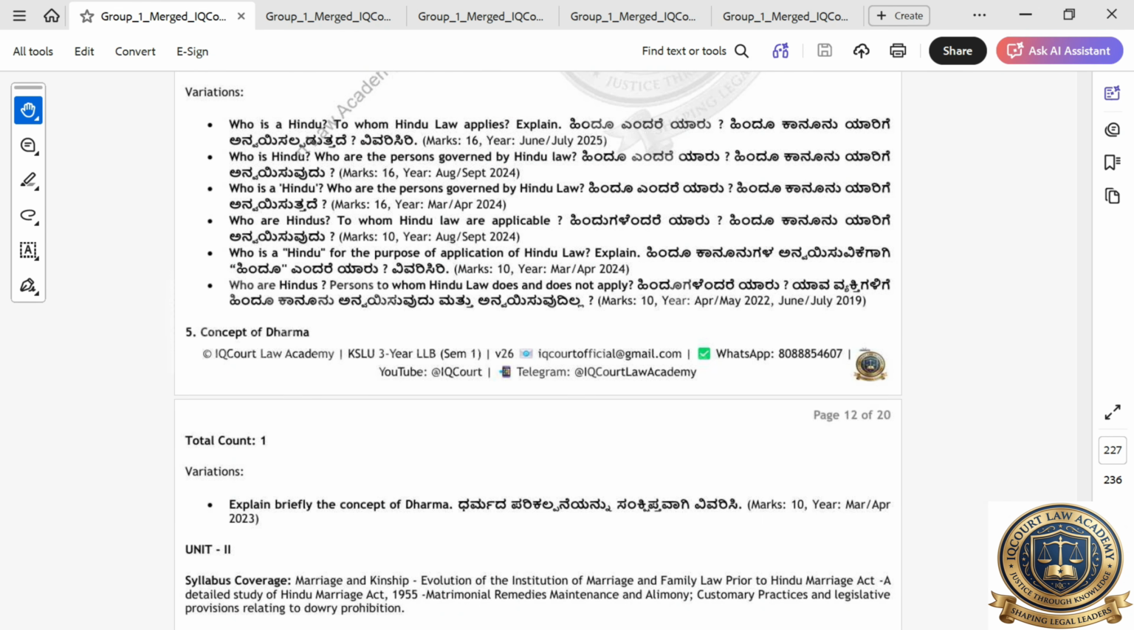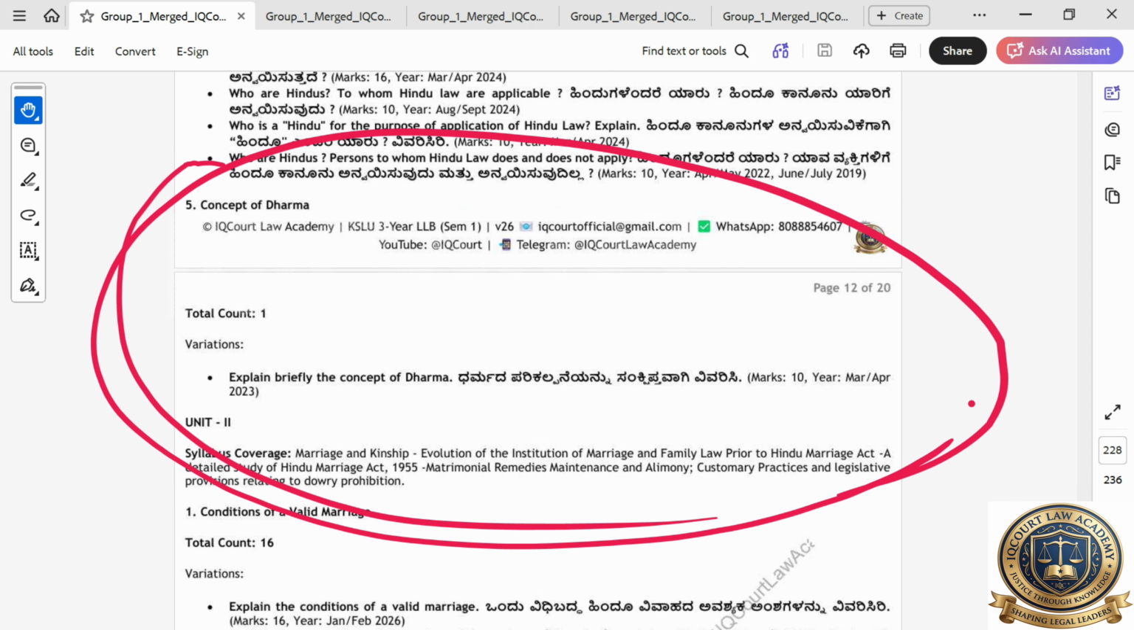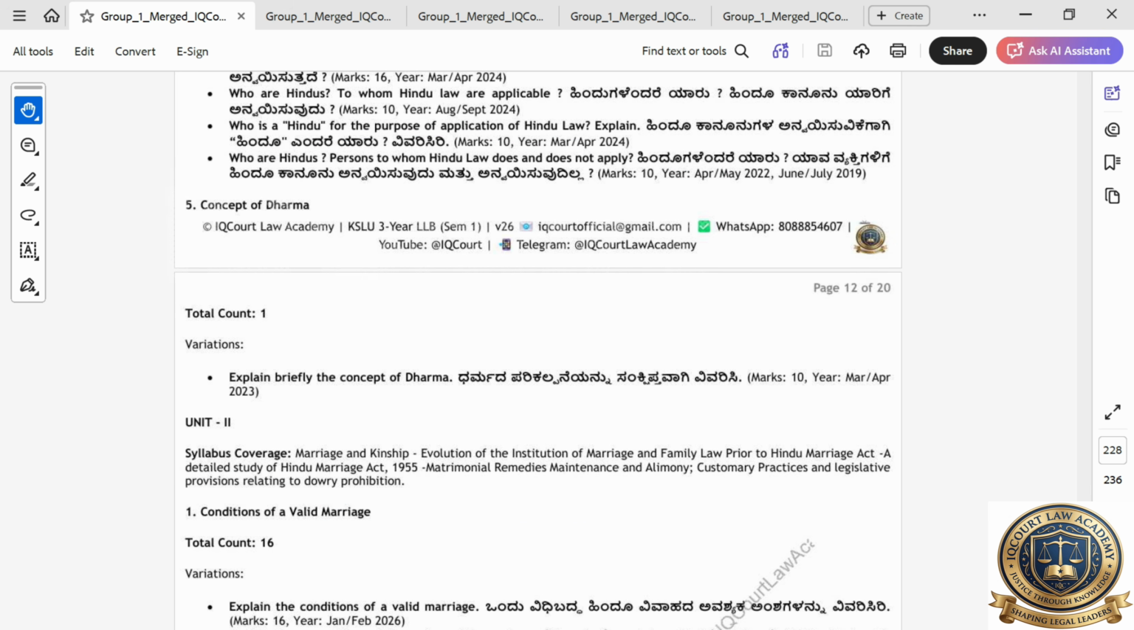Very, very important question. This one is 97% most probable. Highly probable question. Explain dharma. Briefly explain the concept of dharma. This is also an important question, but only if the examiner wants to make the exam really tough will they ask this question. So I will give it 50% probability. But you have to study this.